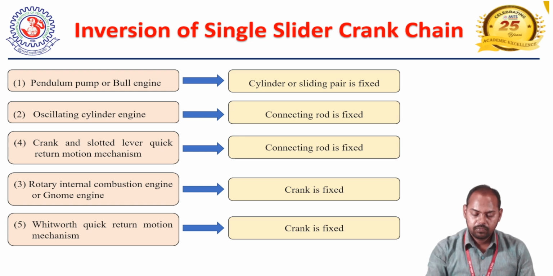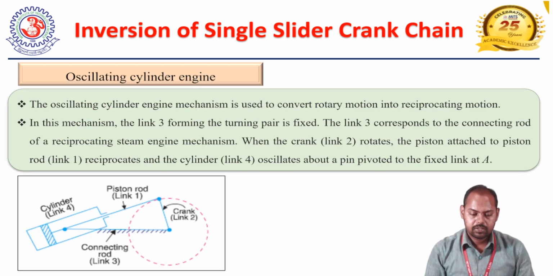In this, we are going to discuss the oscillating cylinder engine. What is this? The oscillating cylinder engine mechanism is used to convert rotary motion into reciprocating motion, which is clearly indicated in the figure. In this mechanism, the link 3 forming the turning pair is fixed. Let the link 3 correspond to the connecting rod of a reciprocating steam engine mechanism. When the crank link 2 rotates, the piston attached to the piston rod link 1 reciprocates and the cylinder link 4 oscillates about the pin pivoted to the fixed link at A, as shown in the figure.